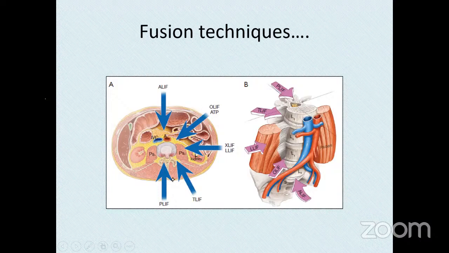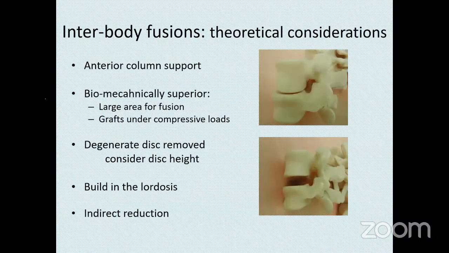When we go from posterior and go through the interlaminar space by doing a laminectomy, it is a posterior lumbar interbody fusion. But if we remove part of the facet and then do the interbody fusion, it is called transforaminal lumbar interbody fusion, that is TLIF. So why are these things needed?